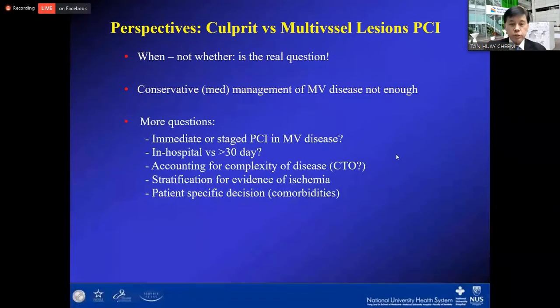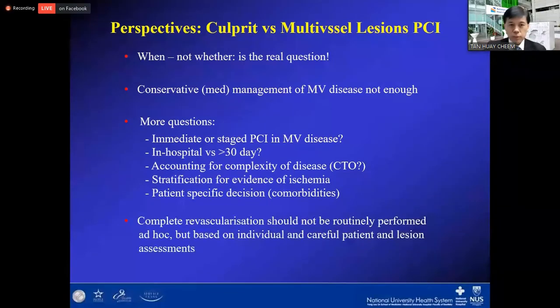However, there are still many questions that need to be answered. Whether we should do immediate or staged PCI in multivessel disease has not been answered in any of the clinical trials. Whether in hospital is better than beyond 30 days, again, we don't know. How should we be selecting the lesion? Do we take the complexity of the lesions into account, such as those with CTO or left main and so forth? Did we stratify for evidence of ischemia? Is it a small area of ischemia, large area of ischemia, and so forth? And what about patient-specific decisions, such as comorbidities like stroke or chronic renal impairment?